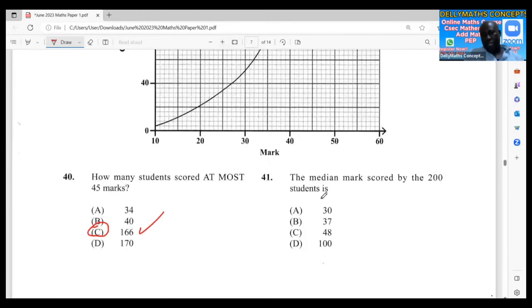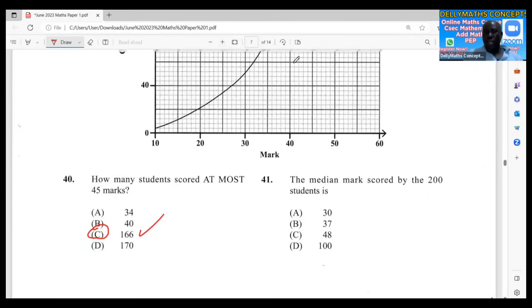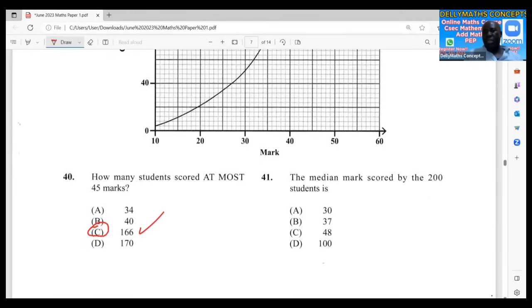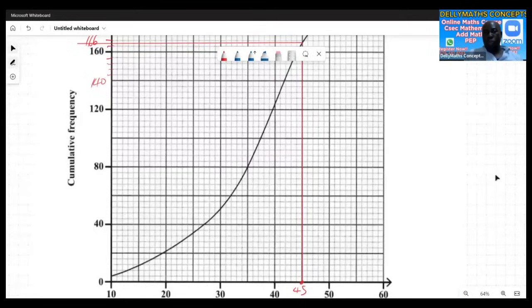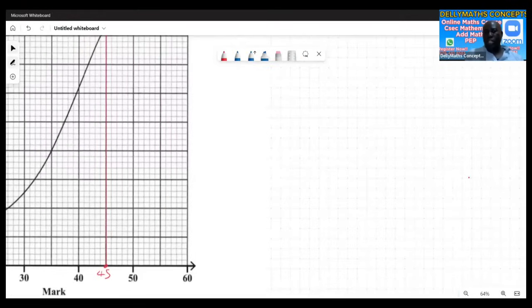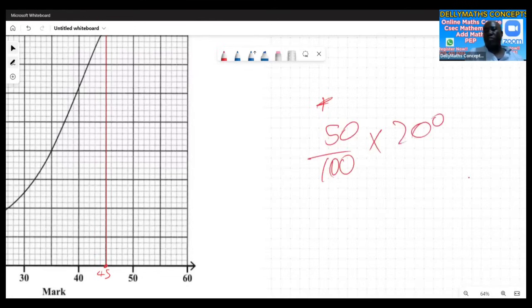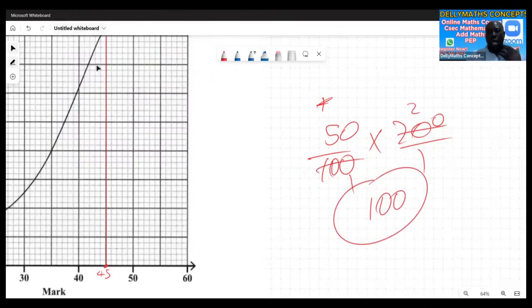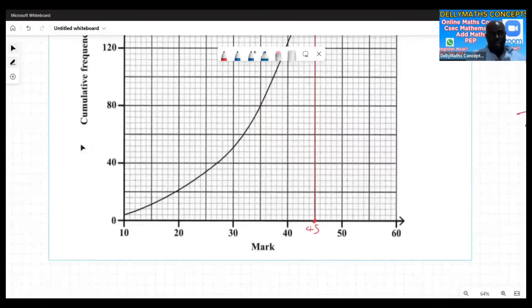The next one says the median score of the 200. If you're going to find the median score, the median is the middle. It is 200. You want to work out at the side. Median is 50%. We all know 50% of 200. I'll just quickly put it down for everybody. So you're seeing 50% of 200 is 100. We're going to use this 100 as a marker, and then we're going to go across.